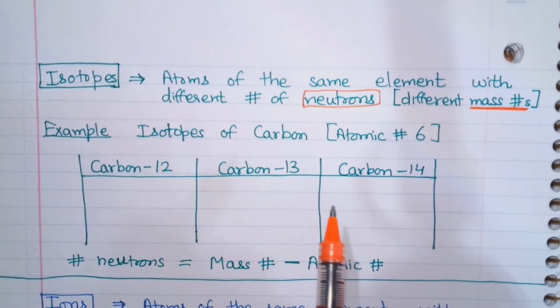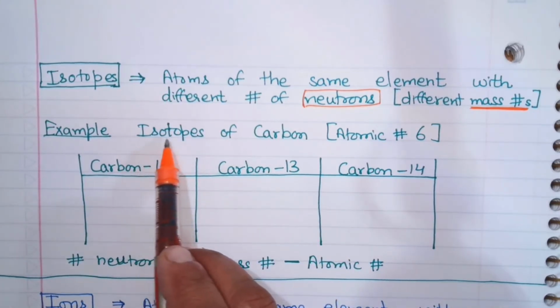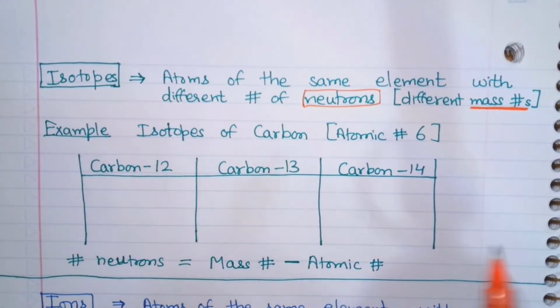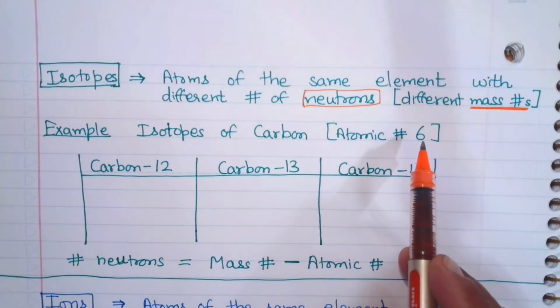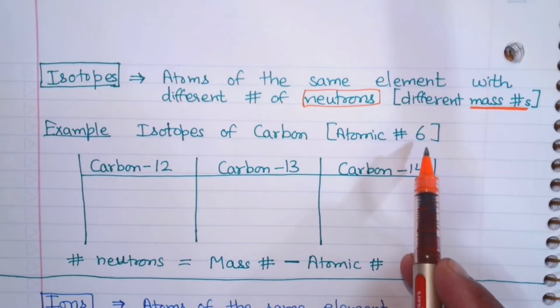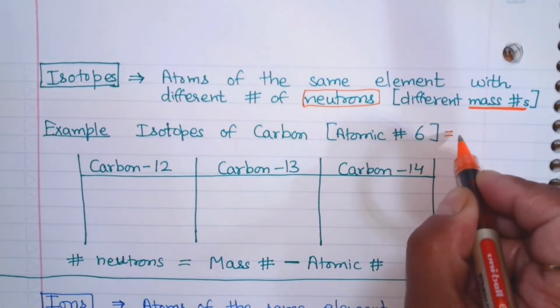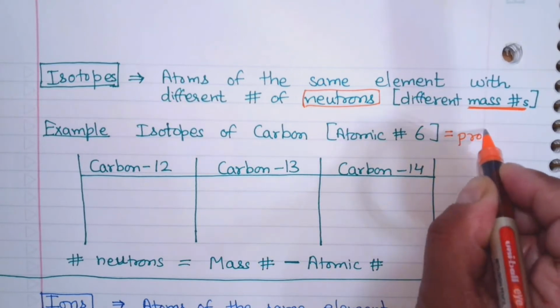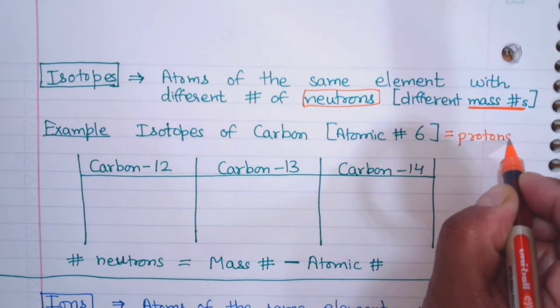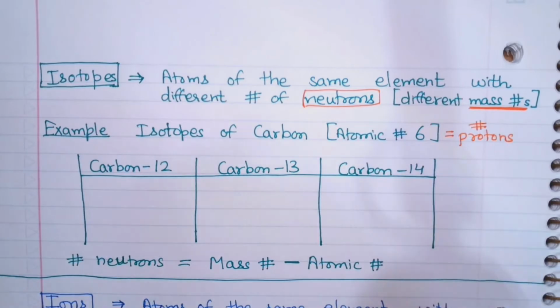So let's do an example. We are going to talk about the isotopes of carbon. Carbon has atomic number 6. Now the atomic number always tells you the number of protons. So atomic number is equal to the number of protons in the atom, right?